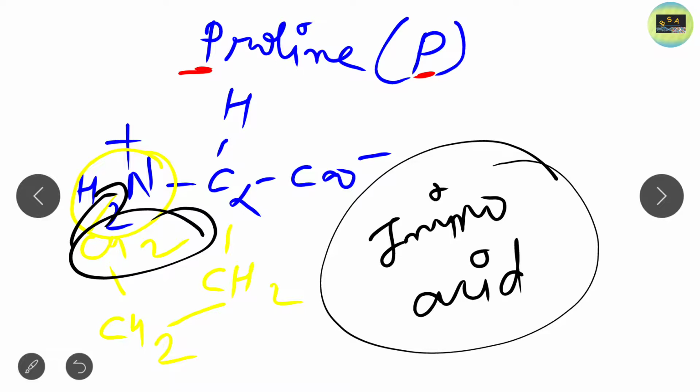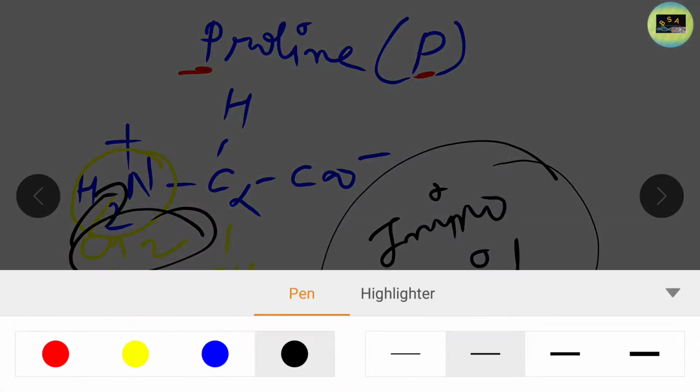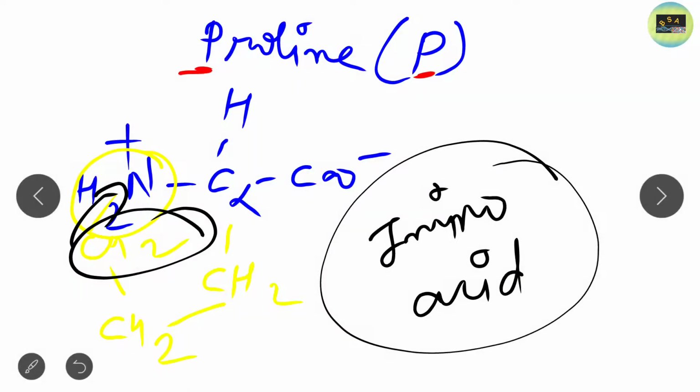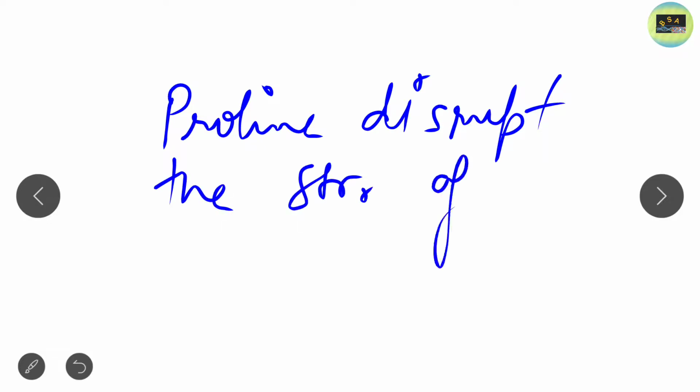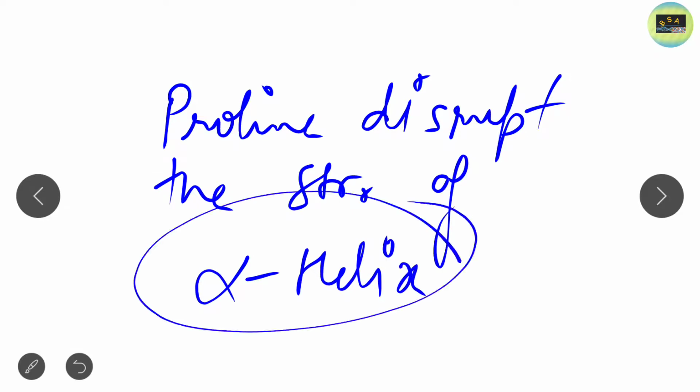So what is the function of proline? As I already told you, proline basically disrupts the structure of the alpha helix. Clear? I will explain this in our secondary structures lecture. So this is about proline.